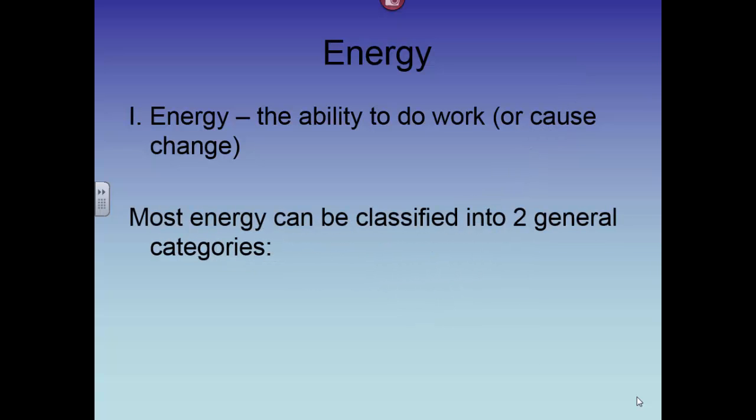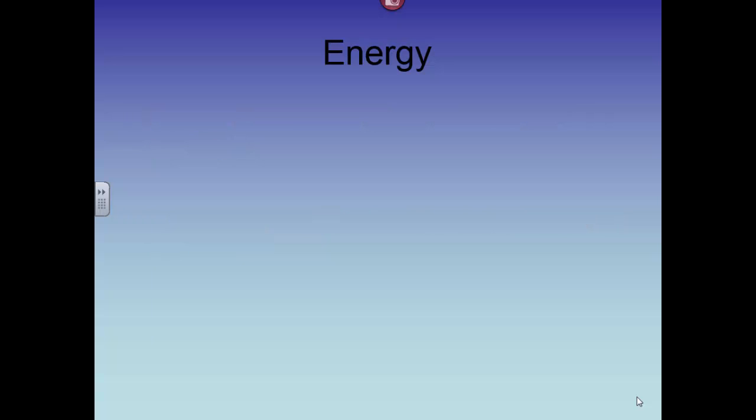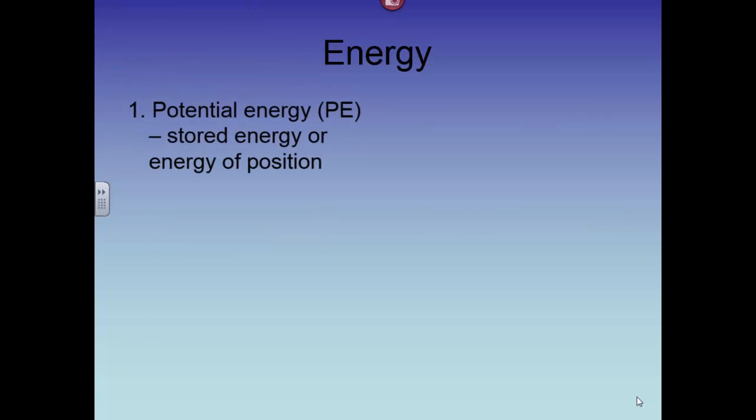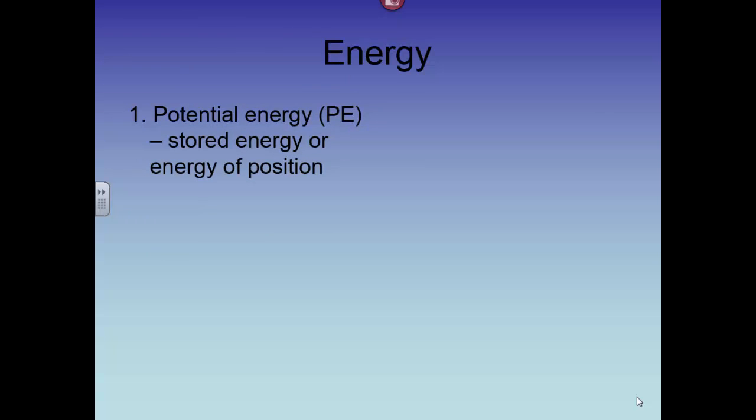Most energy can be classified into two general categories. So here are our big categories. Most energy can either be classified as potential energy. This is one kind. The symbol for potential energy is capital P, capital E. Potential energy is energy that is stored in something. It's like the potential to do something, or it could be the energy of a position.